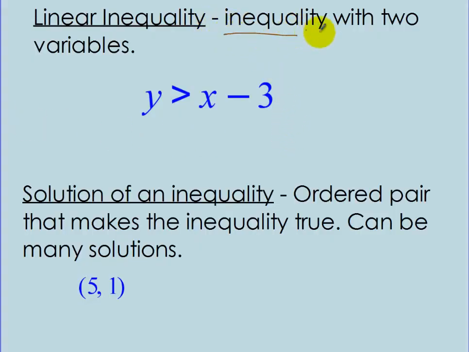Well, it's an inequality with two variables. So an inequality means you have one of those signs like the greater than, the less than, the greater than or equal to, or the less than or equal to. And it has two variables. And usually we're talking about y and x, because we're trying to graph something with x and y coordinates. So here's an example: y is greater than x minus 3.